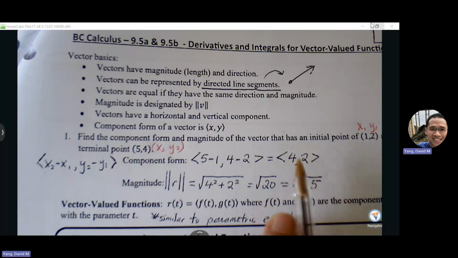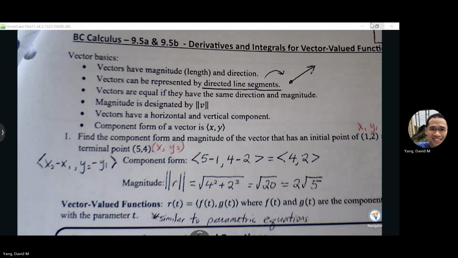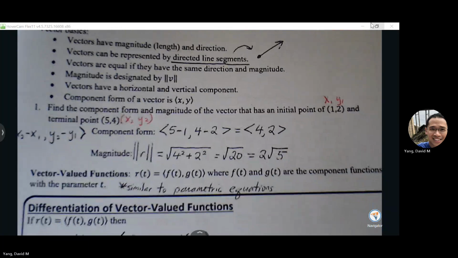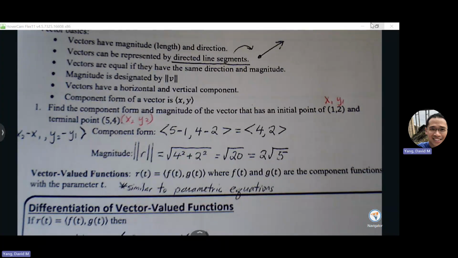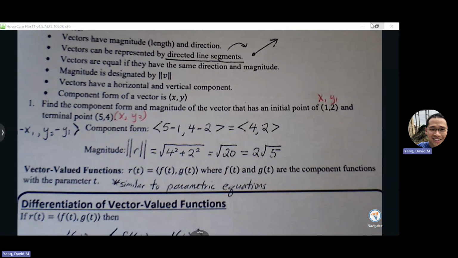Once you're in component form, if I want to find the magnitude, I'm basically looking at the distance. So Pythagorean theorem or distance formula: just the square root of a squared plus b squared. So vector valued functions: r of t equals bracket f of t, g of t, where f and g are component functions with parameter t. Very similar to parametric equations.